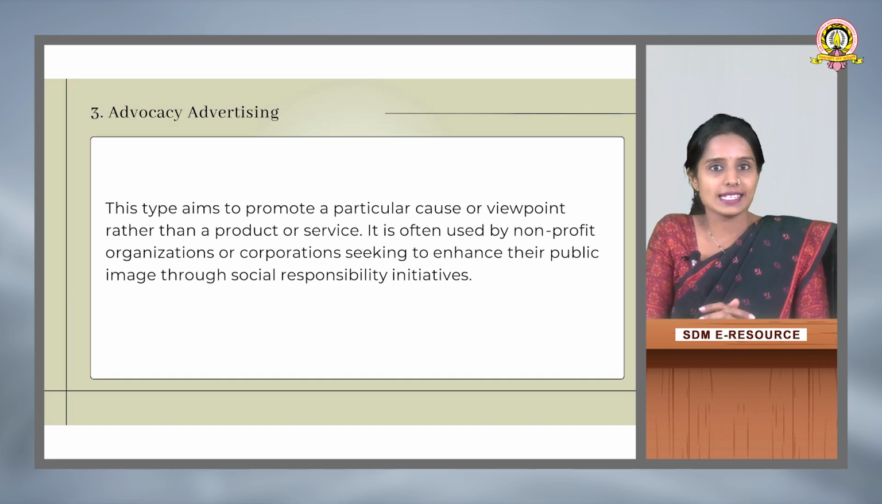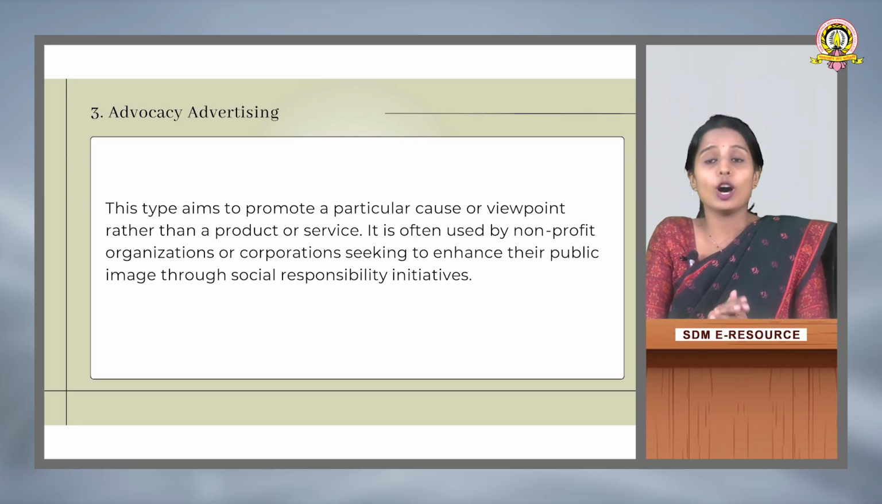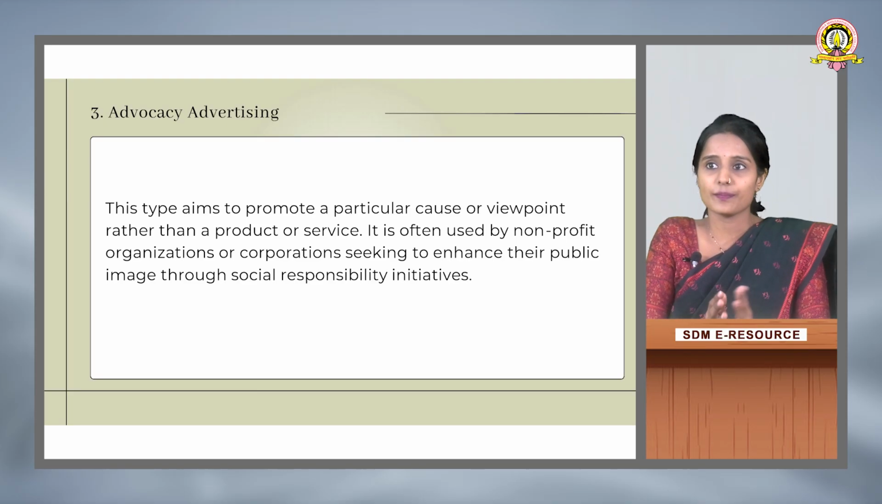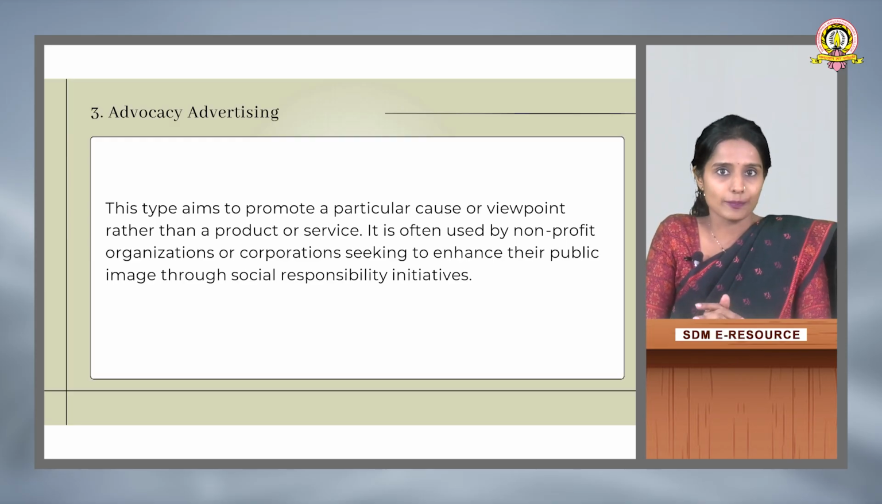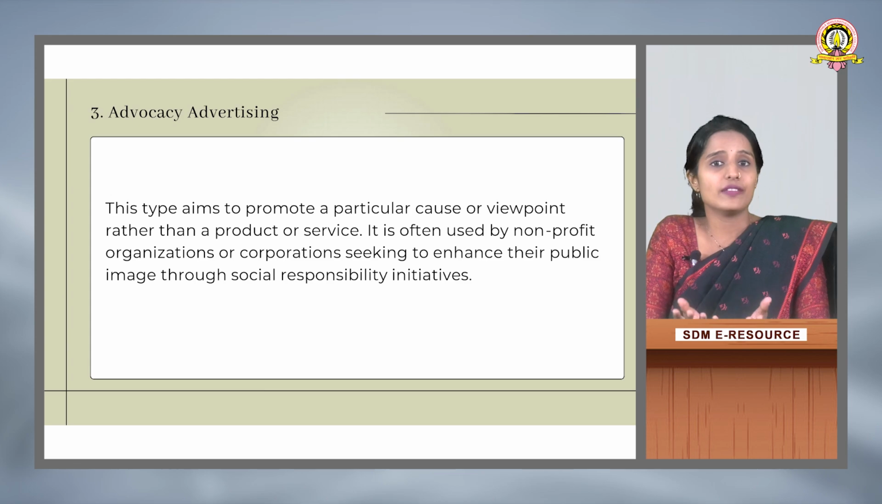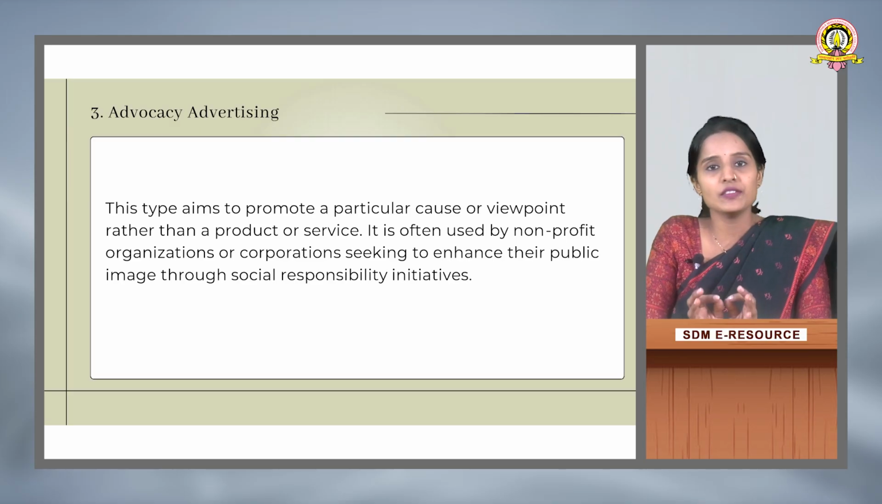The next type of advertising is advocacy advertising. This has been in the market for a long time. This type of advertising aims to promote a particular cause or viewpoint rather than a product or a service. It is often used by non-profit organizations or corporations seeking to enhance their public image through social responsibility initiatives. Not only non-profit organizations, commercial products also go for advocacy advertising. For example, washing powders leverage the impact of feminism in their advertisements. Starbucks coffee has leveraged the impact of the LGBTQ movement in their advertisements. These types of advertisements are called advocacy advertising.